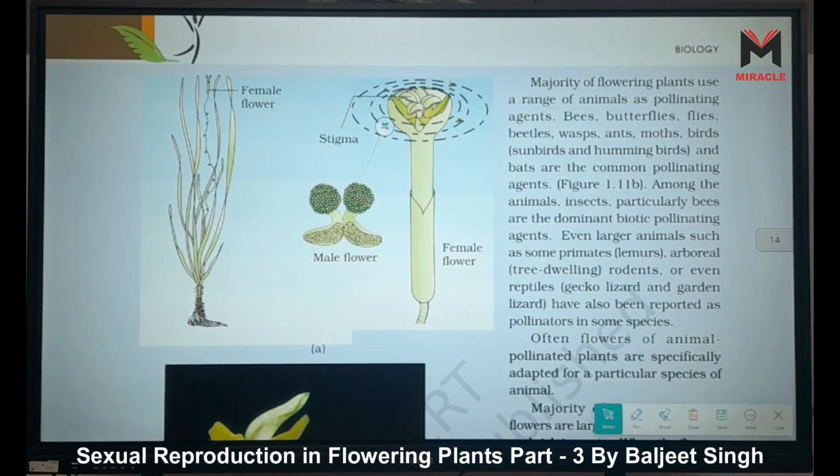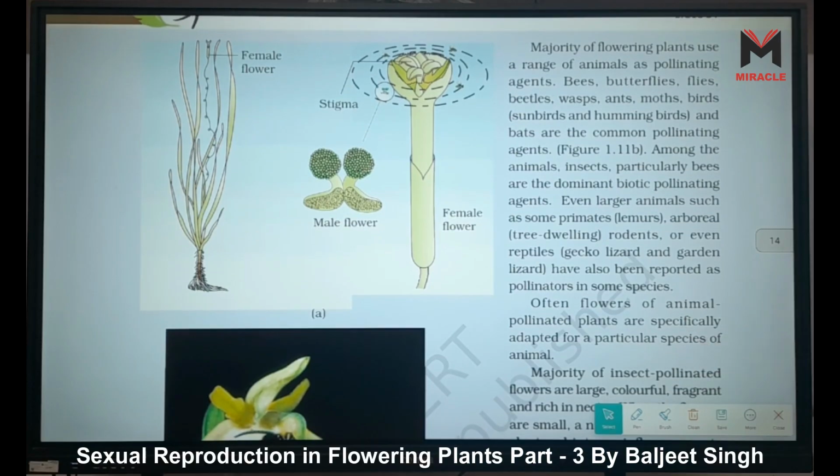Majority of flowering plants use a range of animals as pollinating agents.